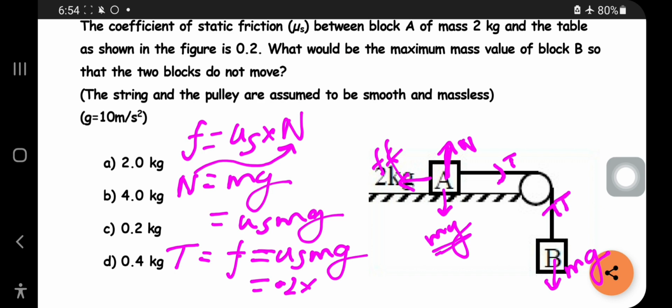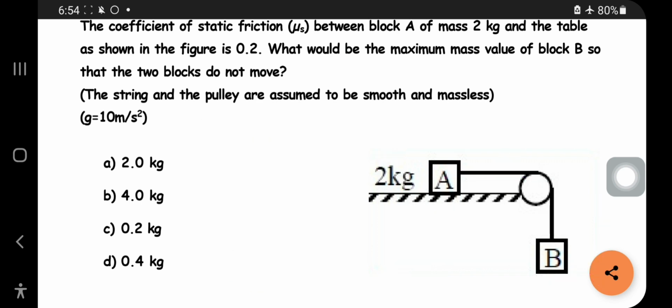0.2 into 2 into 10, it will be 4. So 4 should be the tension acting here. This tension, always guys, if it is the same wire, the tension will be the same on both strings. So 4 Newton should be the tension acting on the string uniformly throughout it. So here also it will be 4. As this 4 Newton is acting, the tension force is balanced by the gravitational force.